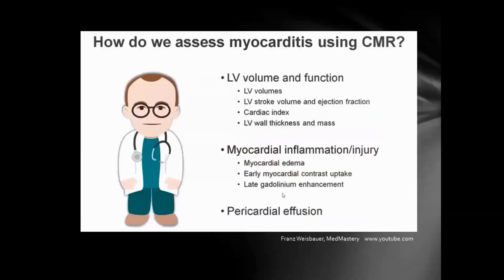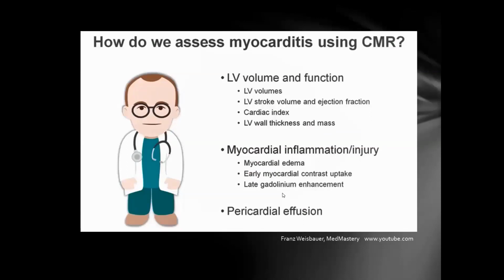How do they assess it using it? They're going to look at volume and function, stroke volume, ejection fraction, their cardiac index, because as we know, obesity is tied to a rougher journey or outcomes, LV wall thickness and mass, which of course is going to affect the diastology, and then myocardial inflammation and injury.